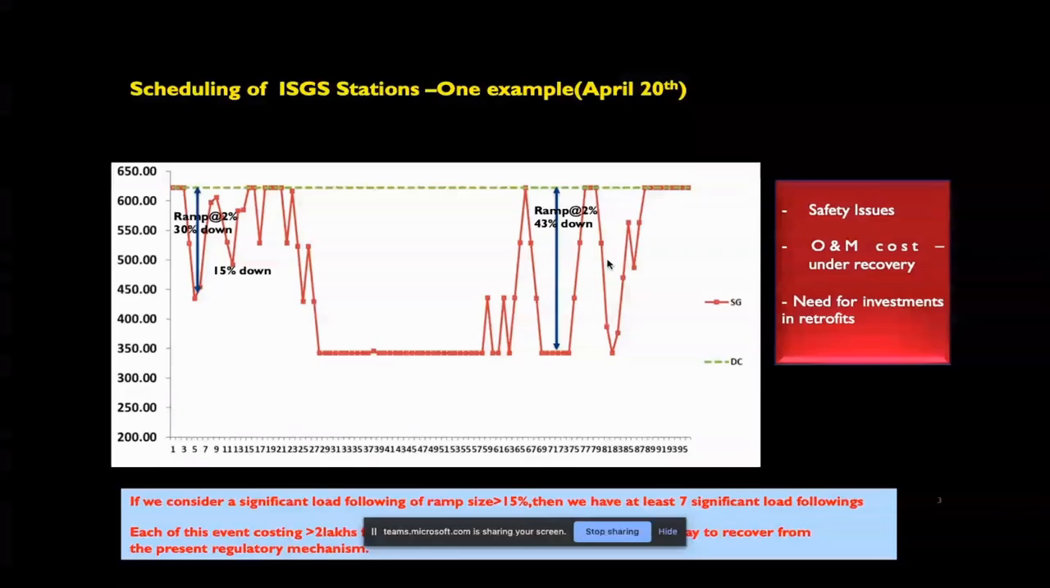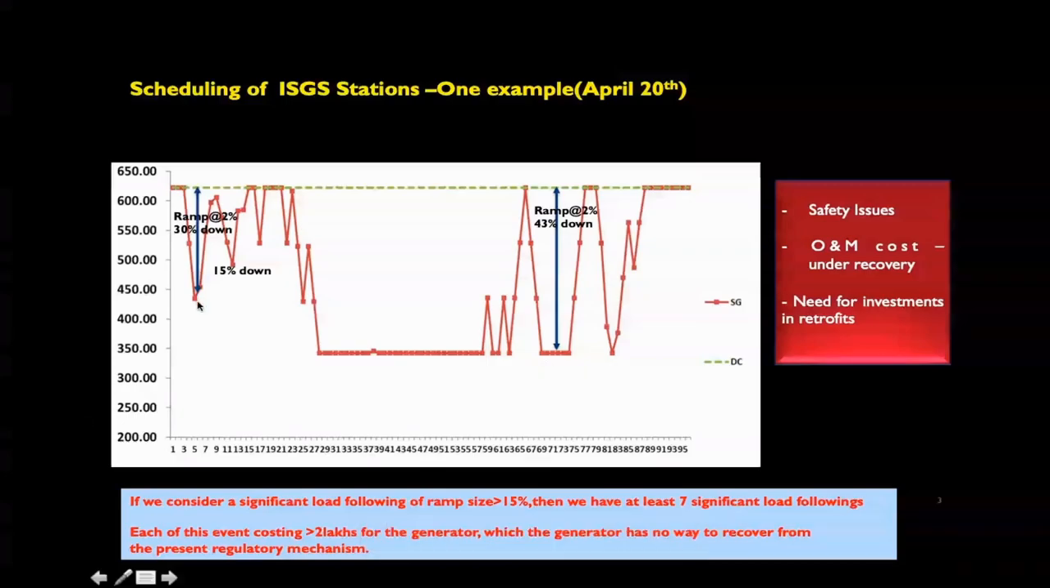I'll show you why. Typically, there is a cost for each such ramp. I'll talk about the significant ramps; you'll incur at least 2 lakh for each. Here I have taken a minimum of 7, so 7 into 2, 14 lakhs that the generator is incurring in terms of increased O&M cost. And in the present market mechanism, in the present regulatory mechanism, there is no way you get this money.